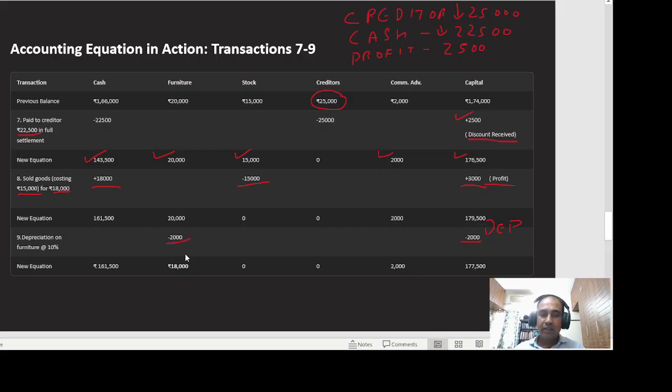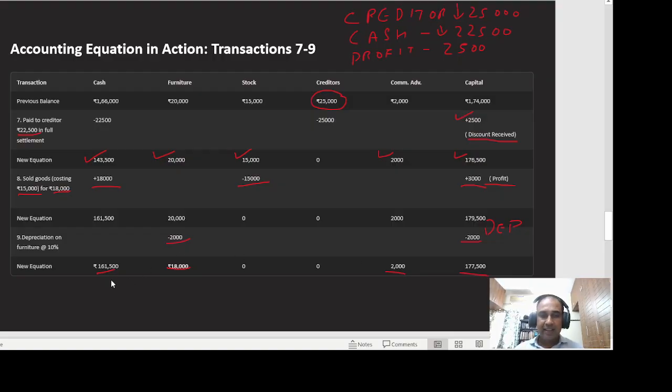Accounting entry, if I have to form the accounting entry, will be depreciation account debit to furniture account. So depreciation will reduce my furniture, and depreciation is an expense which will reduce my capital also. So the new accounting equation will be cash 1,65,500, stock 0, furniture 18,000, commission advance 2,000 and capital 1,77,500.